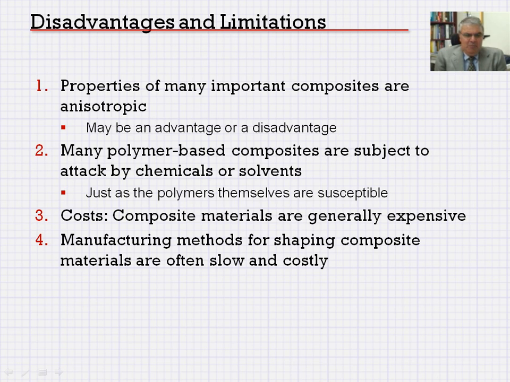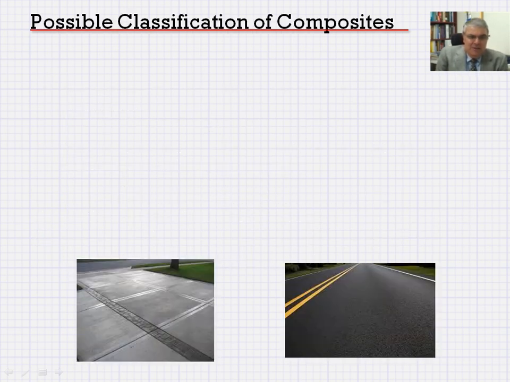Also, manufacturing methods for composites are usually slow and costly. That's why composite materials are pretty expensive. So these are some of the major disadvantages.